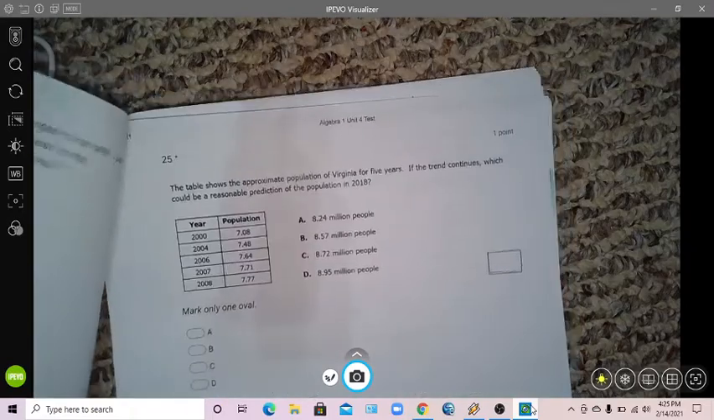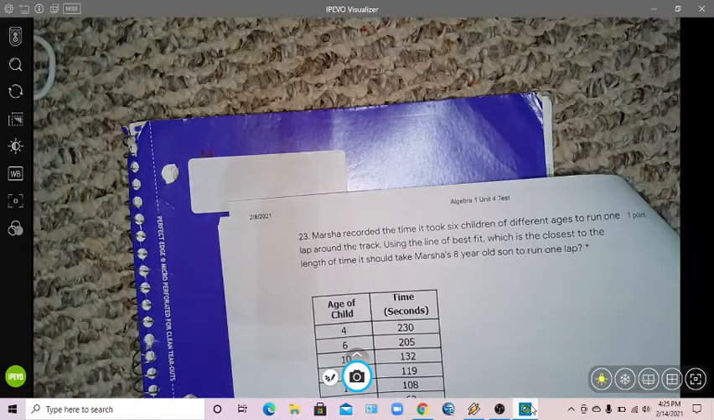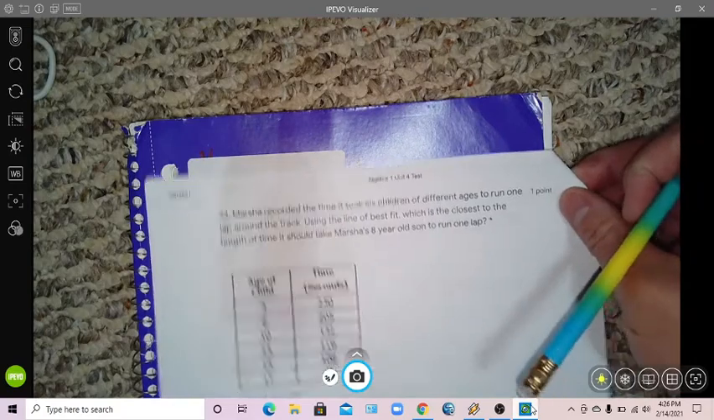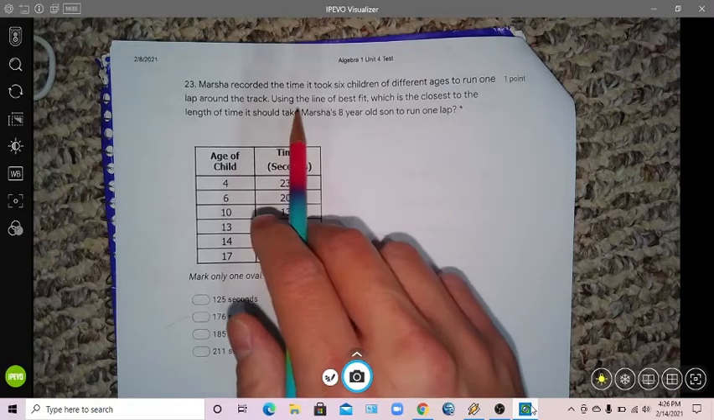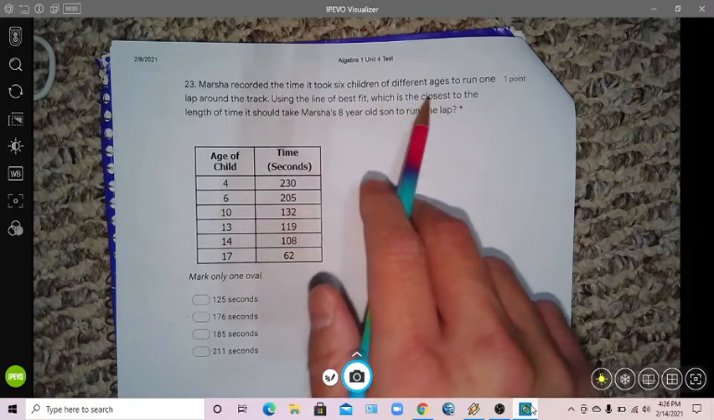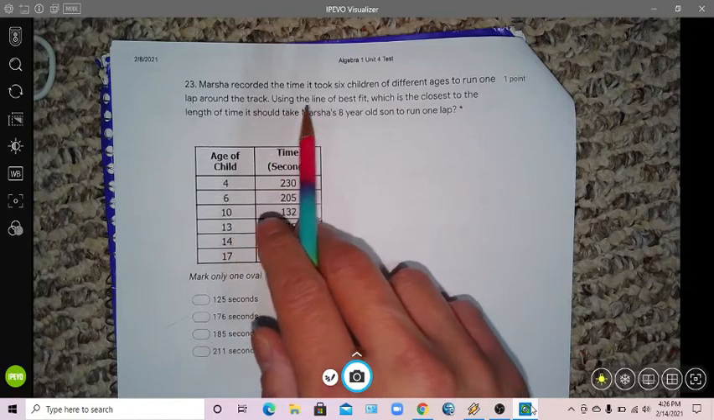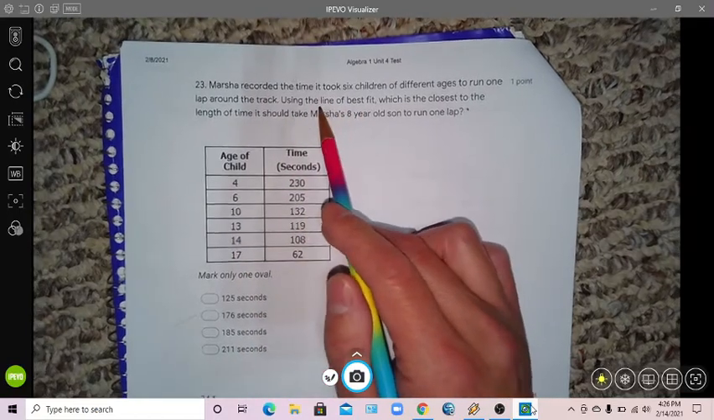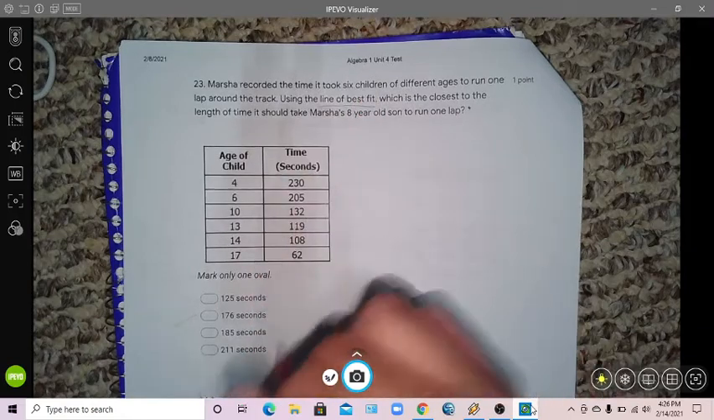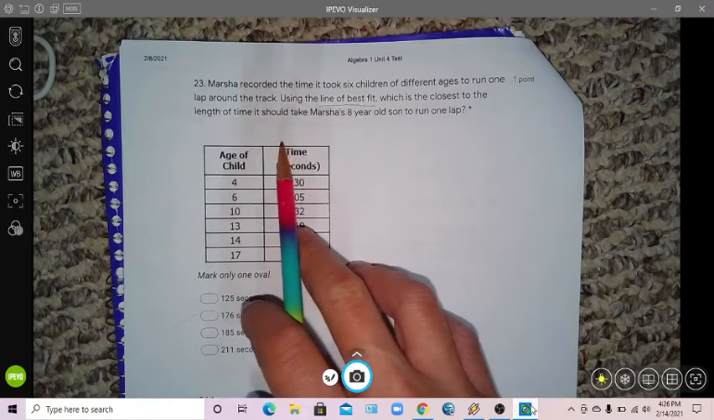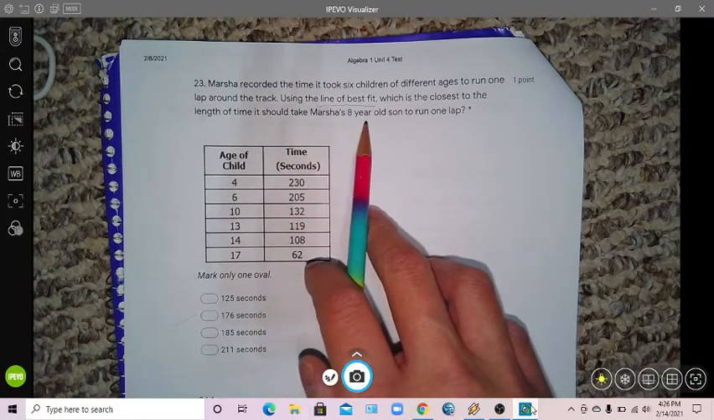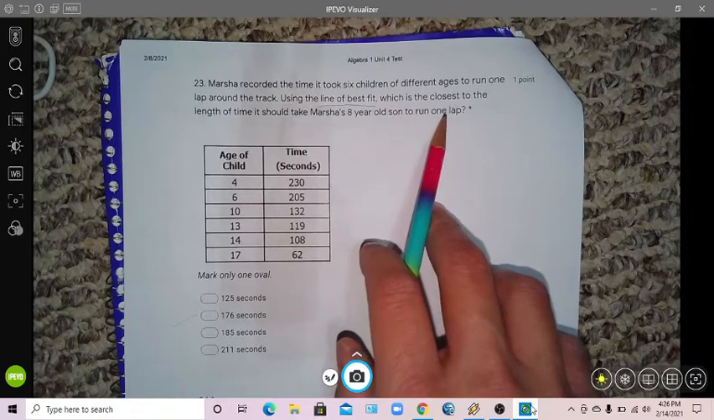Number 23. Alright, so for 23, this is one where you're going to have to use the Desmos calculator. Marcia recorded the time it took for 6 children of different ages to run 1 lap around the track using a line of best fit. You're given a table. You want to find a line of best fit, and the best way is to use the calculator. Which is the closest length of time it would take Martha's 8-year-old son to run 1 lap?